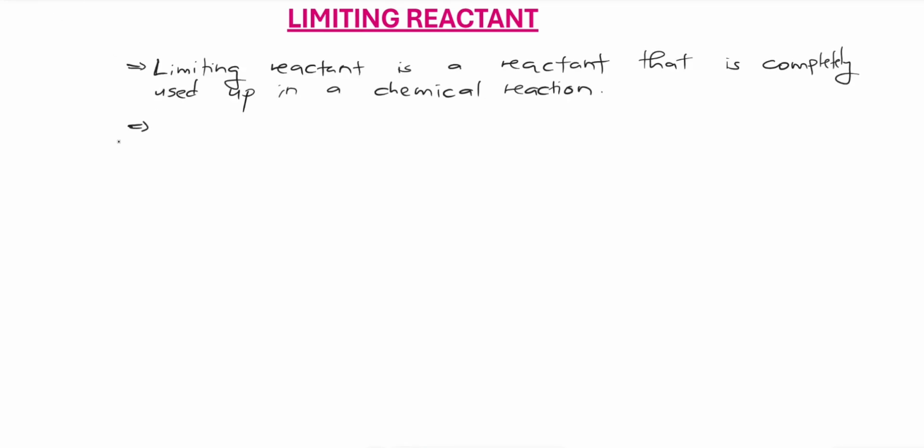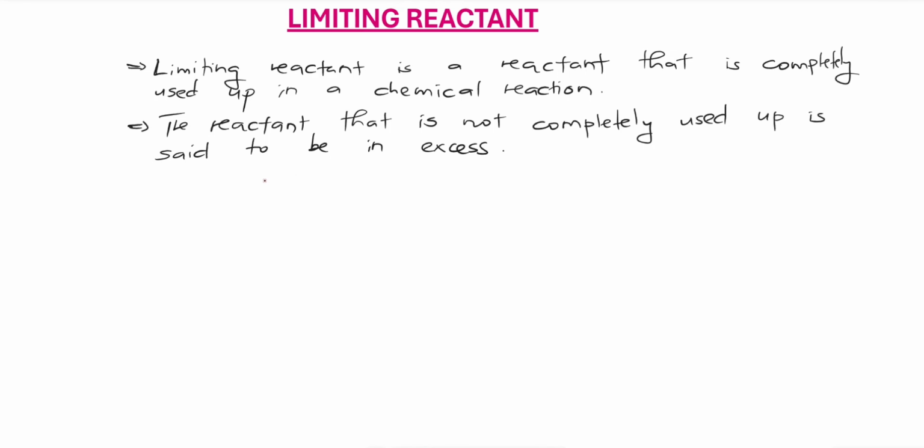Video, we are doing stoichiometry, but I want us to cover the limiting reagent. So let us start by defining a limiting reactant. It is a reactant that is completely used up in a chemical reaction. Then the reactant that is not completely used up in a chemical reaction is said to be in excess.